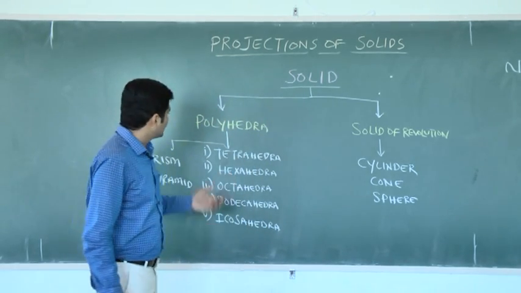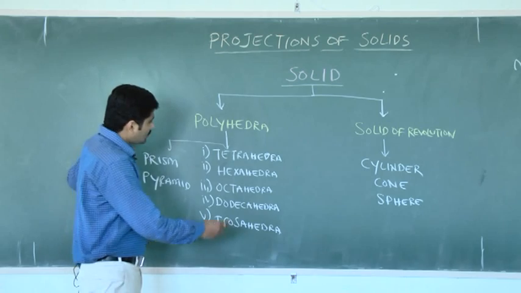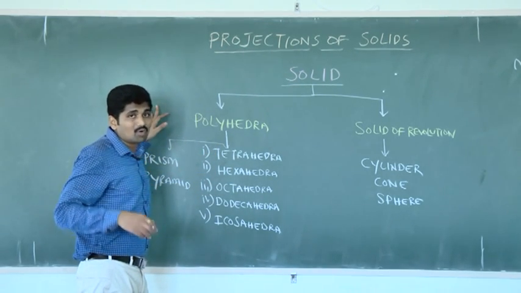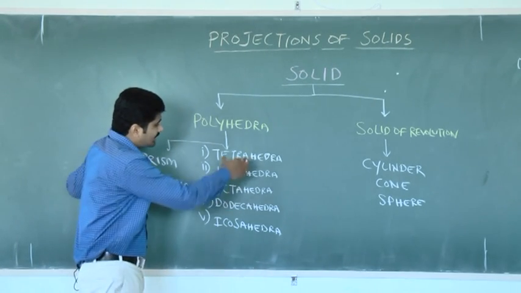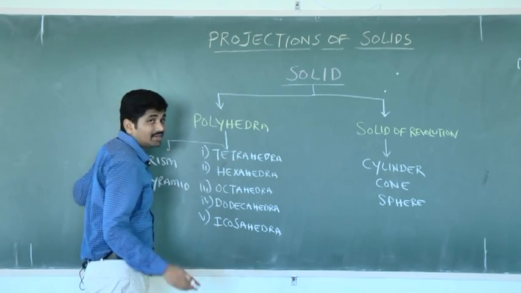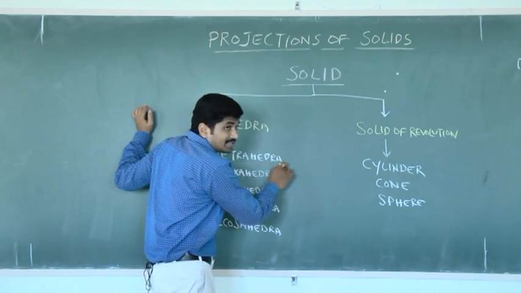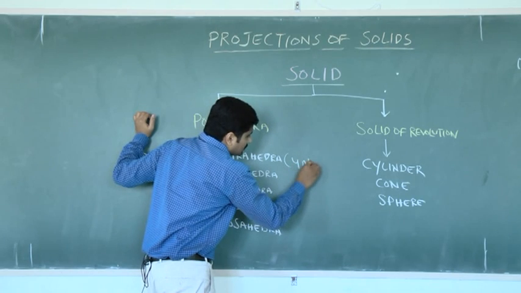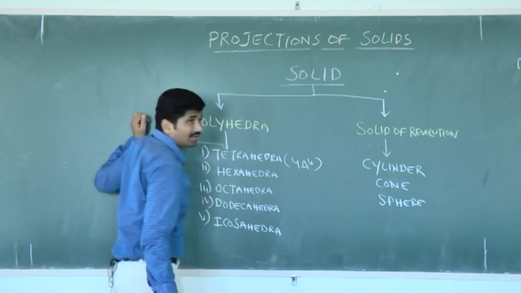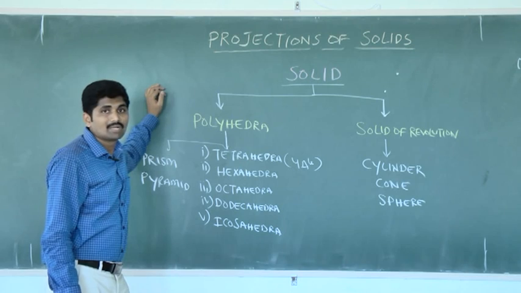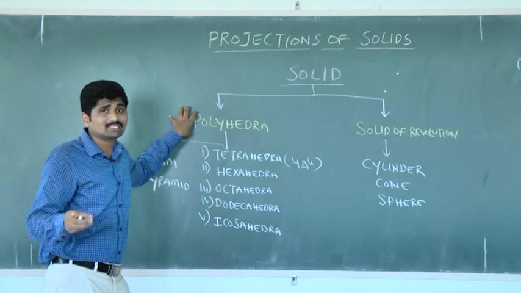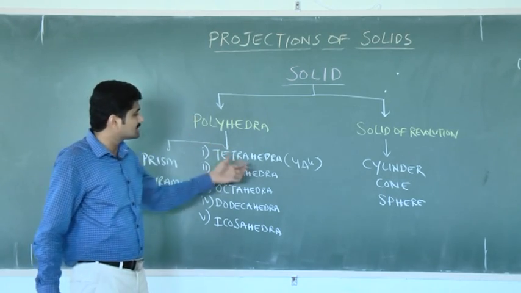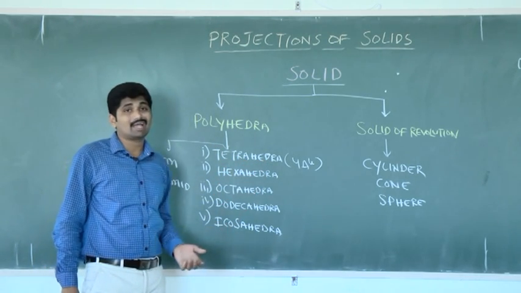Now first we see polyhedra. We already know that a polyhedron is a solid which is bounded by plane figures. In this, the first one is tetrahedra. A tetrahedron is a solid which is bounded by four equilateral triangles. This is a tetrahedron.